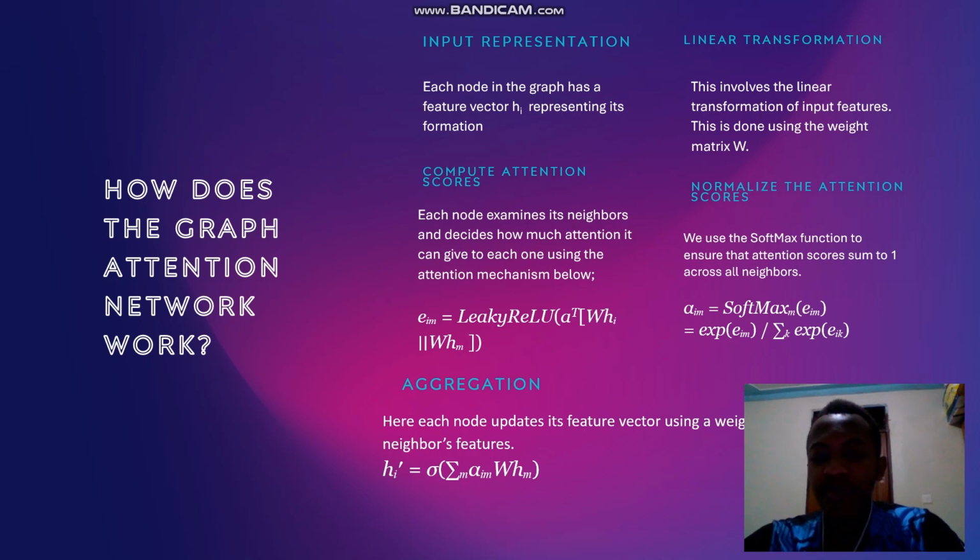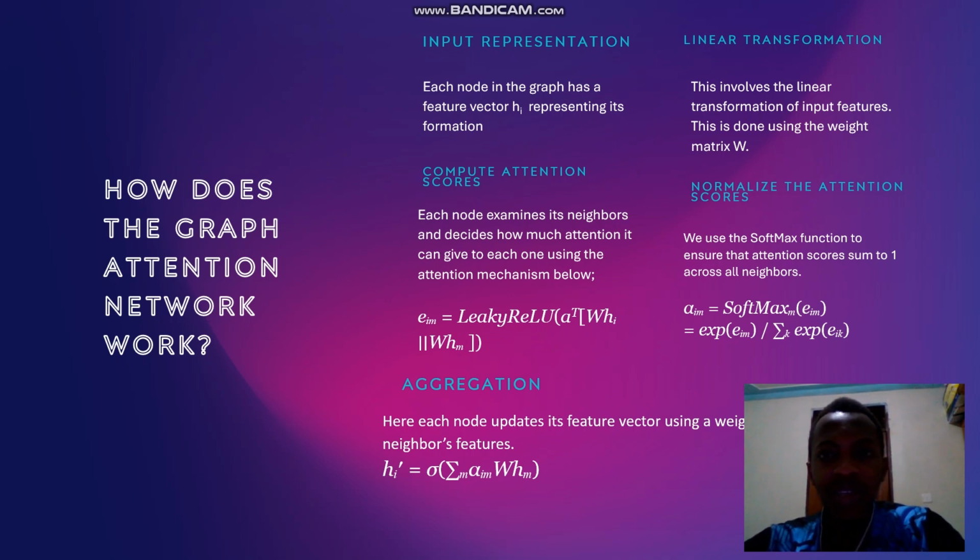contribute more to the final node representations, and they are represented using the formula below, where h_i prime is the updated node representation, and this symbol here, sigma, represents nonlinearity. And that's basically how graph attention networks work.